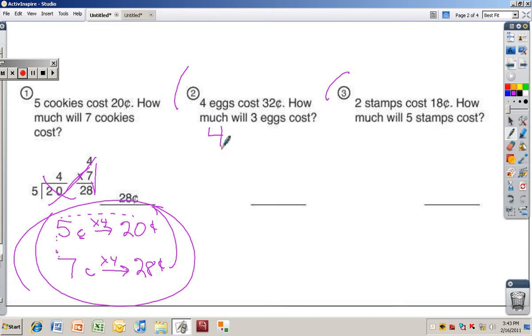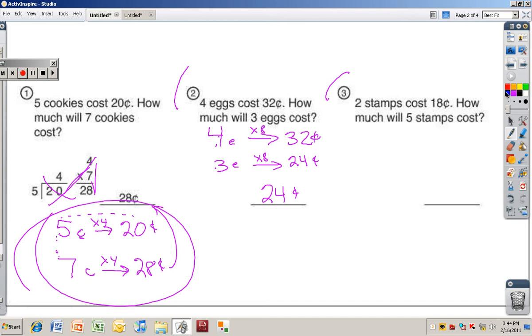So here we have 4 eggs for 32 cents. You should have written it like this. And then we want to know how much does 3 eggs cost. We can't go from 4 to 3, but we can go from 4 to 32. 4 times 8 is 32, so 3 times 8 is 24 cents. And our answer is 24 cents.